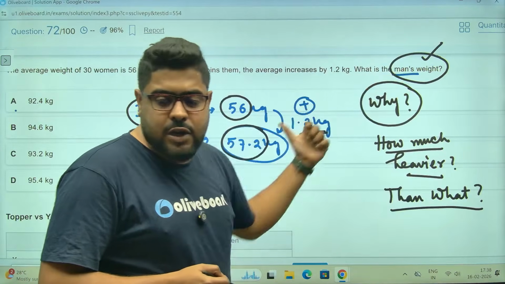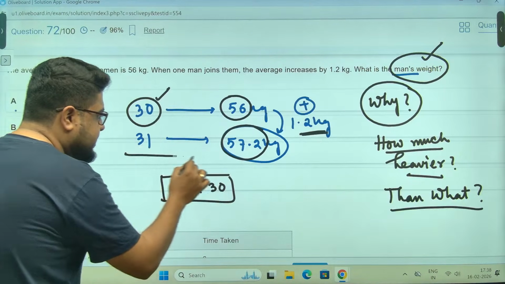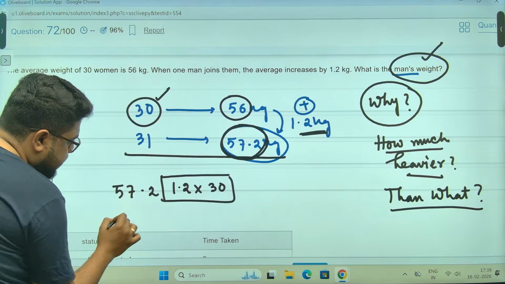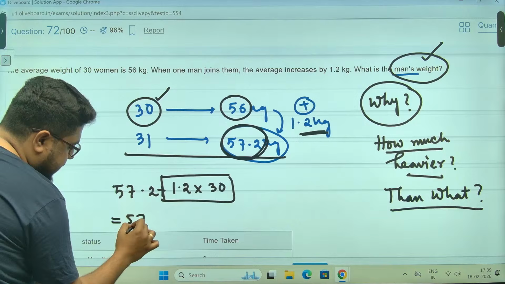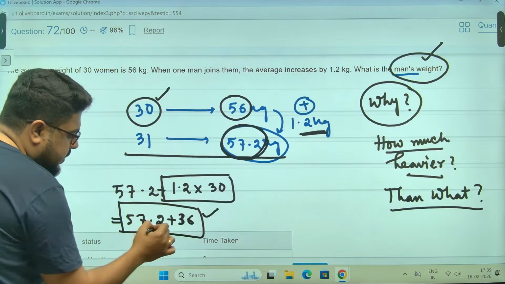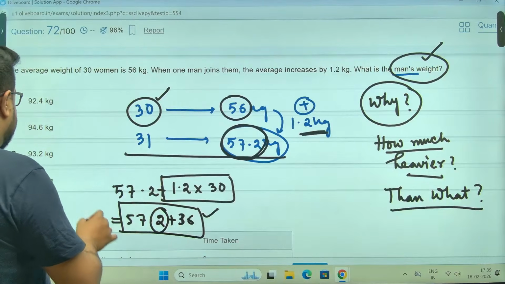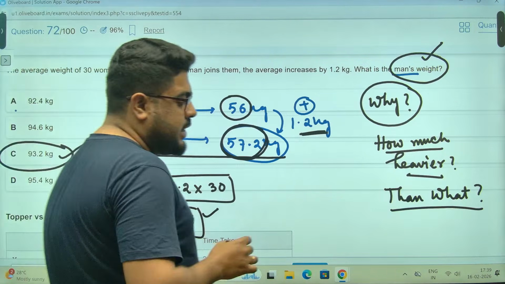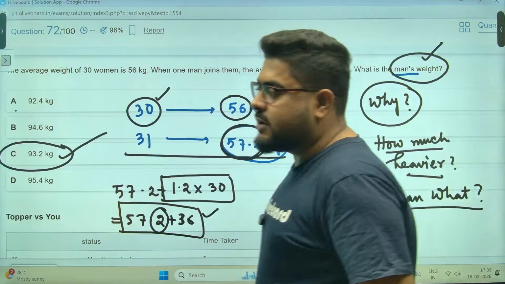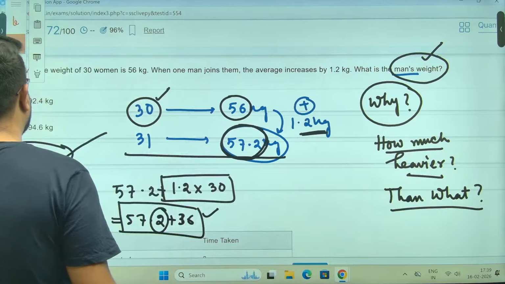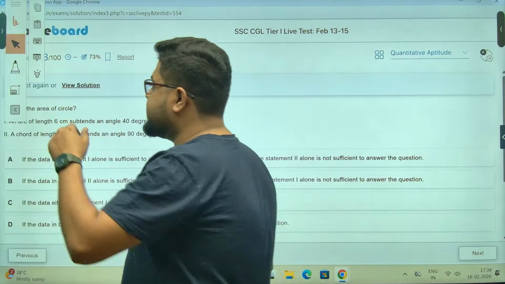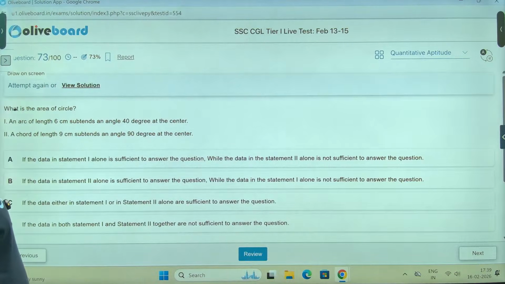When this person is included in the group, the average is 57.2. So the weight of the person plus this will be 36, I guess. Now again, I don't need to calculate because the last digit will be 0.2. So there is only one option, option C, which is ending with 0.2. That must be your correct answer. Done and dusted. Again, it doesn't require us to be brilliant.